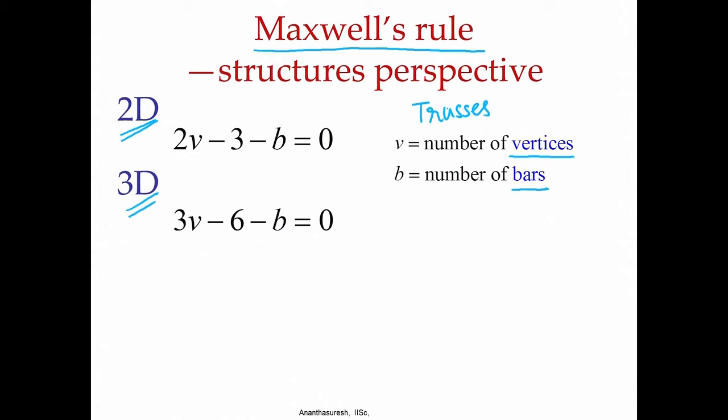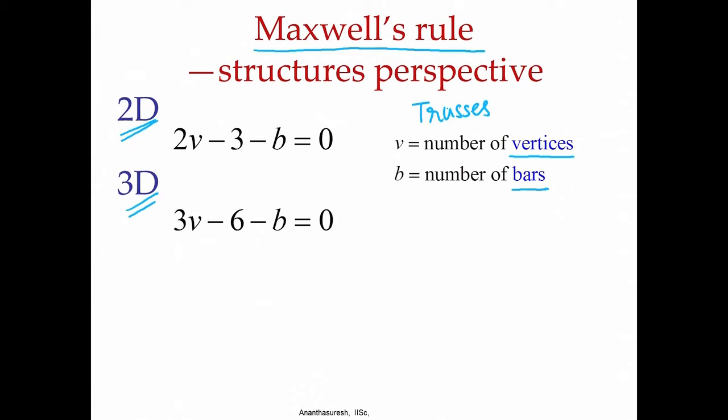He was analyzing trusses and he found this interesting relationship which is called Maxwell's rule now, 2V minus 3 minus B equal to 0 in 2D, 3V minus 6 minus B equal to 0 in 3D. What he says is that if a truss satisfies this relationship in 2D or 3D, depending on whether it is a planar truss or a spatial truss, such a truss will be just stiff, meaning that it has enough constraint so that it does not deform. It can deform by elastic deformation, that is a different thing. It will not be able to move, meaning that it is stiff.